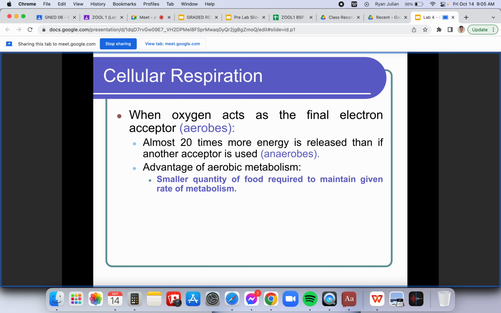Okay. When oxygen acts as the final electron acceptor, that is in the case of aerobes that undergo cellular respiration, almost 20 times more energy is released than if another acceptor is utilized, or in the case of anaerobes. One of the advantages of aerobic metabolism is that a smaller quantity of food is required to maintain a given rate of metabolism, which is very opposite to the anaerobes that require a large amount of food to proceed with the rate of metabolism.